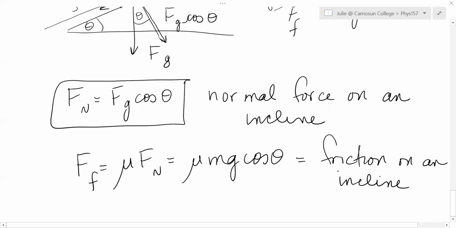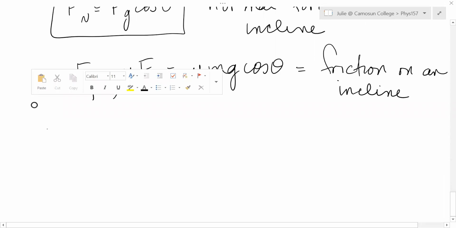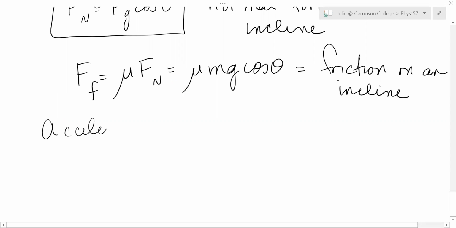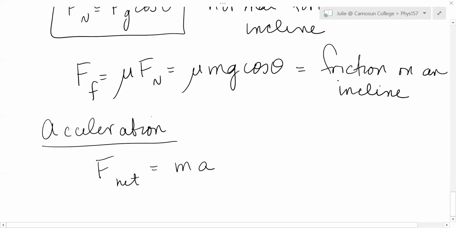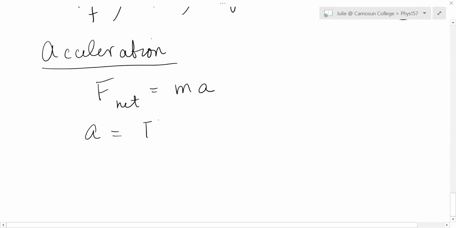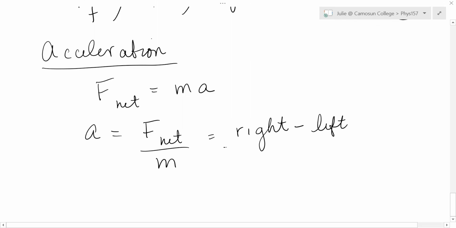Okay, so to get the acceleration, remember, F net equals m times a. And so a is equal to F net divided by m. This is always true, no matter what's going on. And if we're in the x direction, this is right minus left over m. Okay, so whether it's going up or down doesn't matter. That is how you get the acceleration on an incline. Well, on any object doing anything. Okay, so let's do going up.